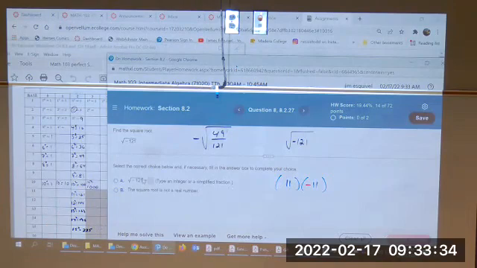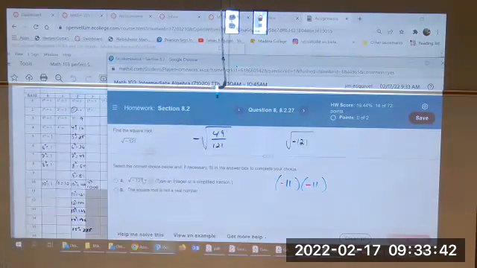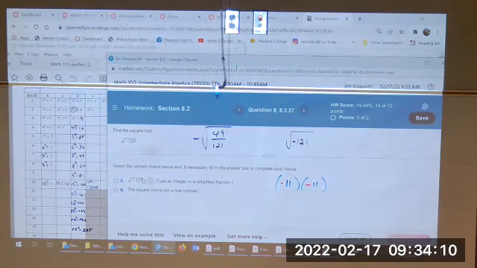If I go 2 positives, that's not negative 121. If I do 2 negative 11s, what's that equal? Positive 121. I don't want positive, I want negative 121. So that doesn't work. So it's either 2 positive 11s, which doesn't work, or 2 negative 11s, that doesn't work. You can't have different signs, that doesn't work. Those are the only options. Nothing works. Oh, wait, this is a multiple choice question. The answer is, the square root is not a real number. There is no real number that makes this work.